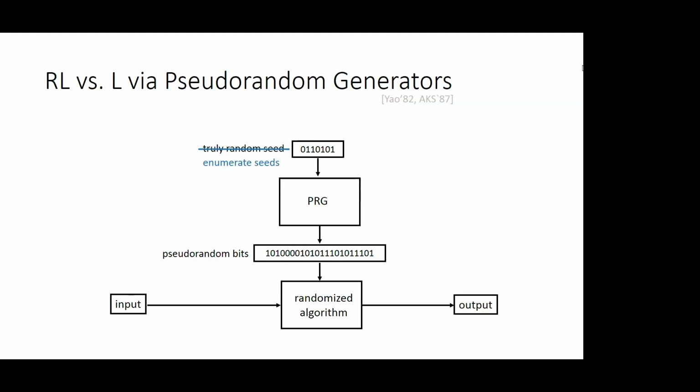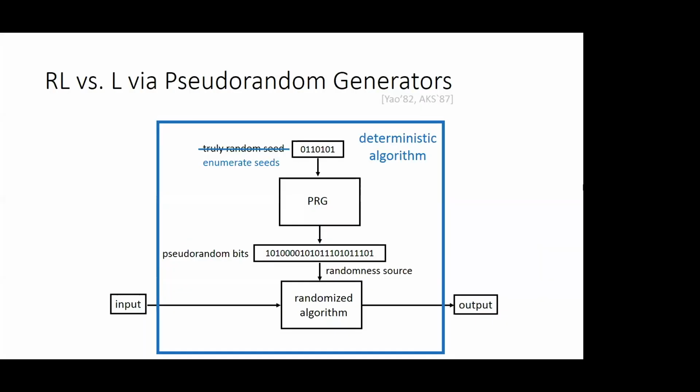And so this reduces the number of random bits that an algorithm uses. But for de-randomization, we want to completely eliminate the random bits altogether. And what's nice about this approach is that as long as the truly random seed that you're using is short enough, then you can just enumerate every possible seed.